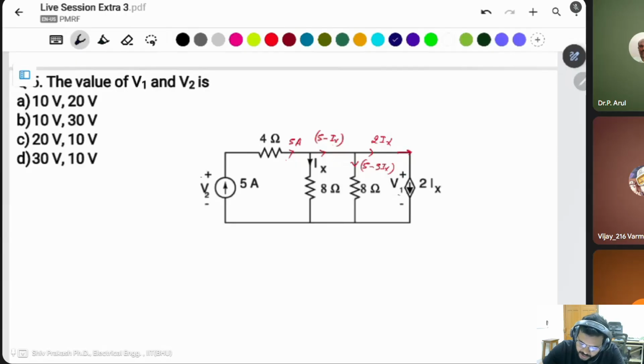You can say these two are connected across each other. That means this voltage and this voltage are the same. What is this one? 8 Ix is equal to this voltage drop, 8 times (5 minus 3 Ix), and this will be 8 Ix is equal to 8 times 5 is 40 minus 24 Ix, and this will be 32 Ix.